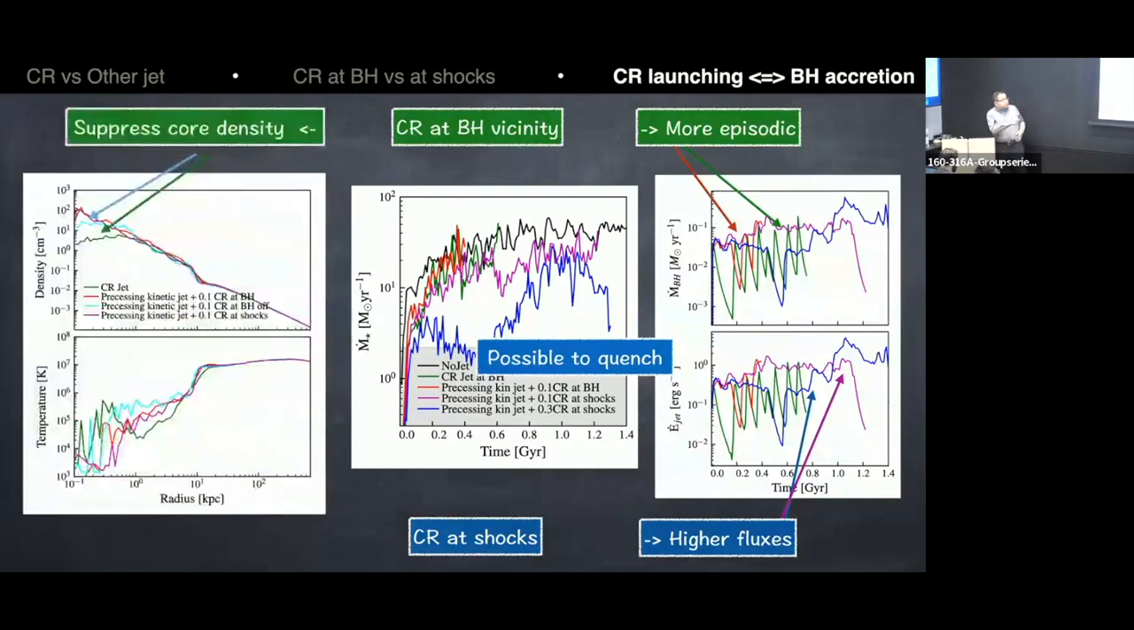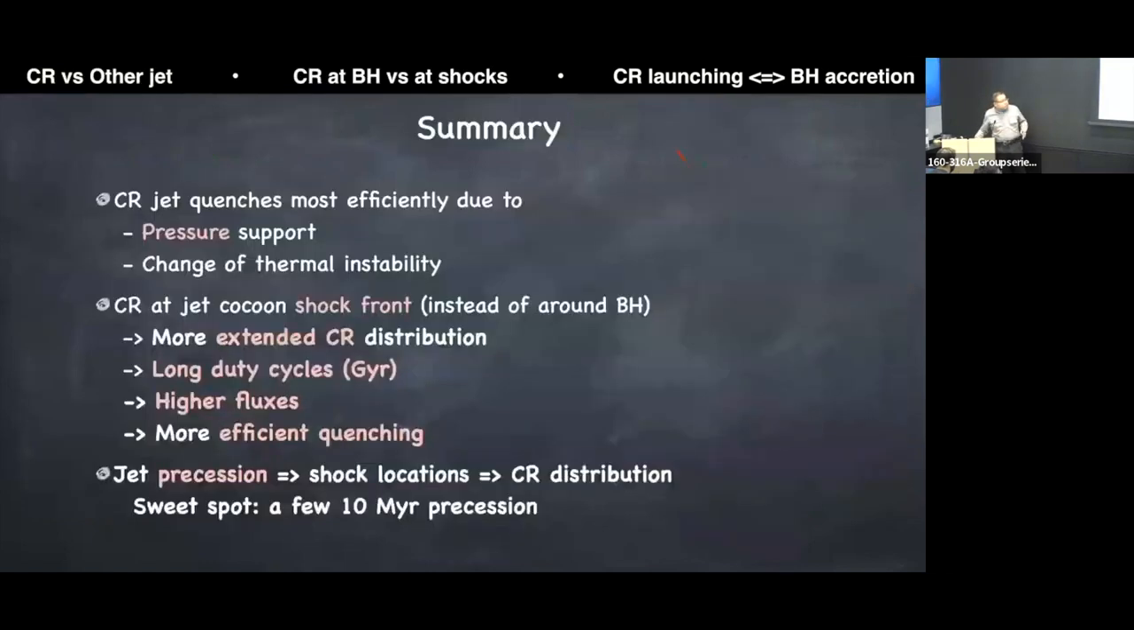And also similarly, when you inject cosmic ray at the black hole vicinity, you see a more episodic large decrease of density at the black hole vicinity, which leads to this episodic behavior of accretion history. So to summarize, I'll quickly go to that.